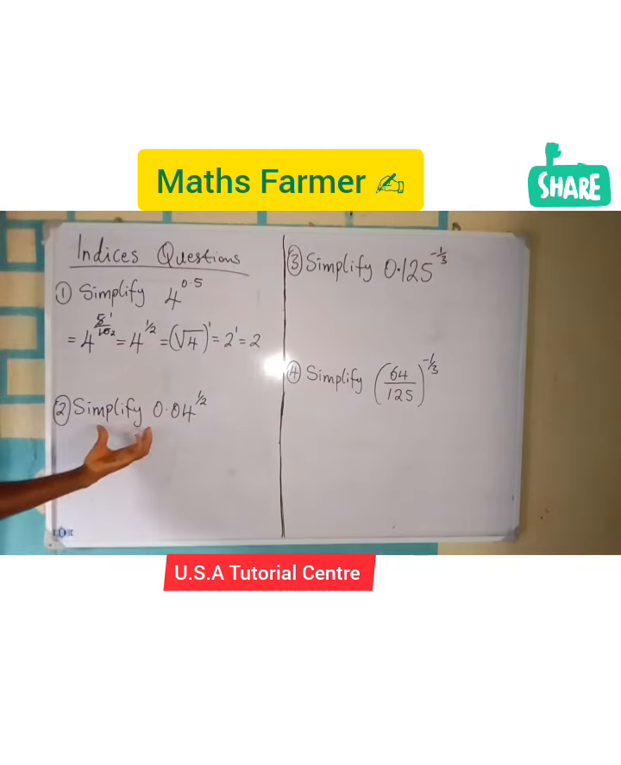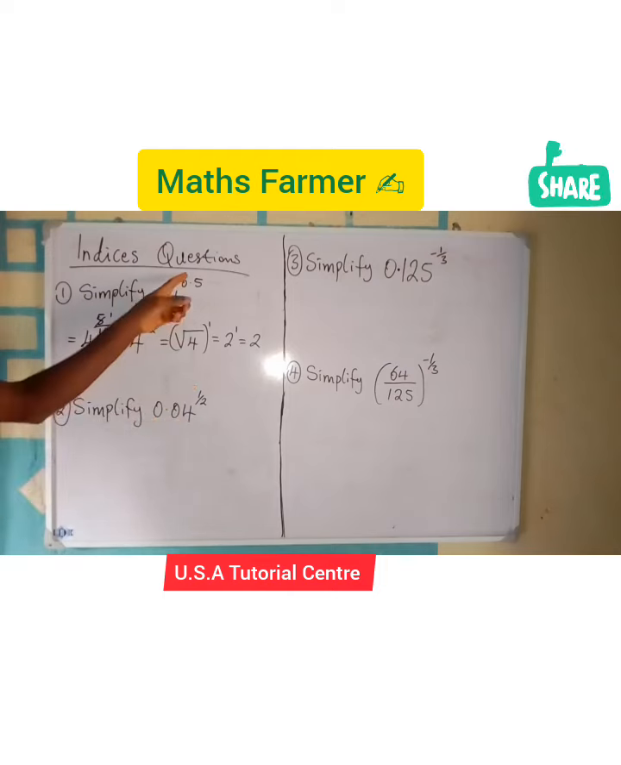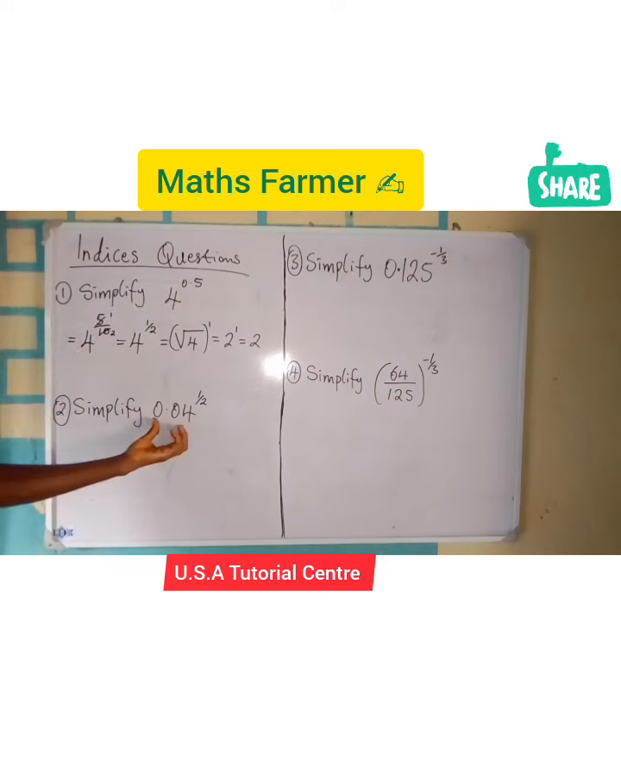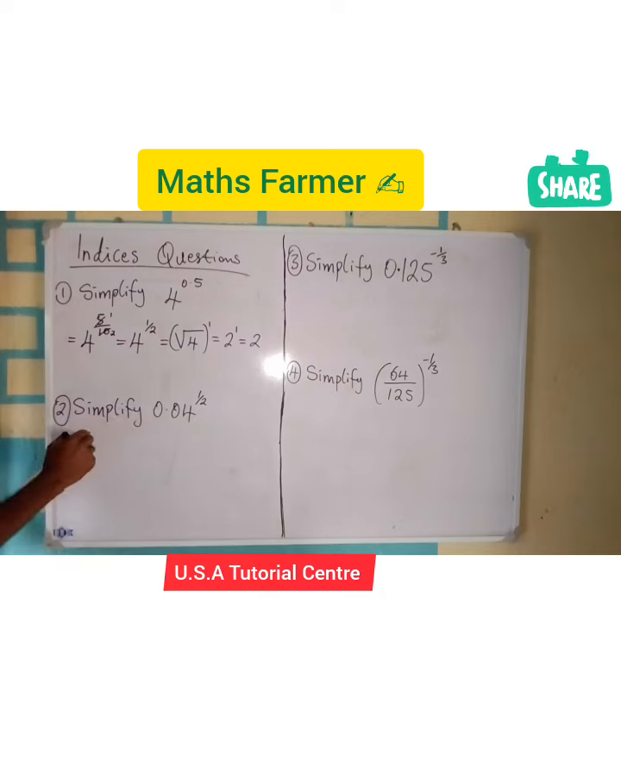Then coming to the second one, they say we should simplify 0.04 raised to the power of a half, 1 over 2. Now, if you watch here, the index is a fraction, but the base is a decimal. So we have to convert it to a fraction the same way we converted the index before. The number we have here is 4 over, the point here is 1. How many numbers after the point? 2 numbers, so put 2 zeros, all raised to the power of a half.